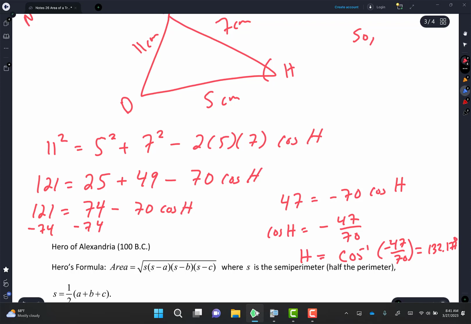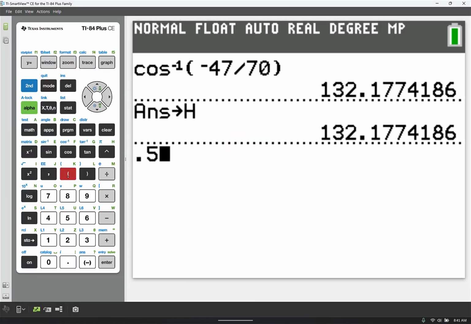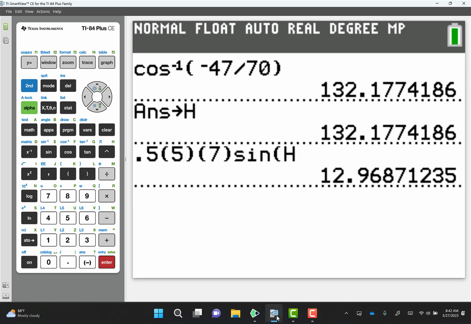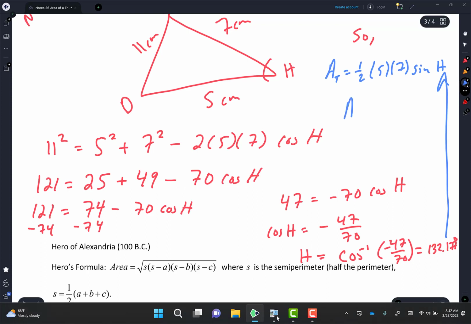All right, here's my answer. The area of this triangle is equal to 1/2 times 5 times 7 times sine of H, which is stored in my calculator. I'm going to type that in: 0.5 times 5 times 7 times sine of alpha H. Enter. 12.968712. Yeah, that sounds right. 12.968 or 969 if you round it. Area of the triangle: 12.969 square centimeters.